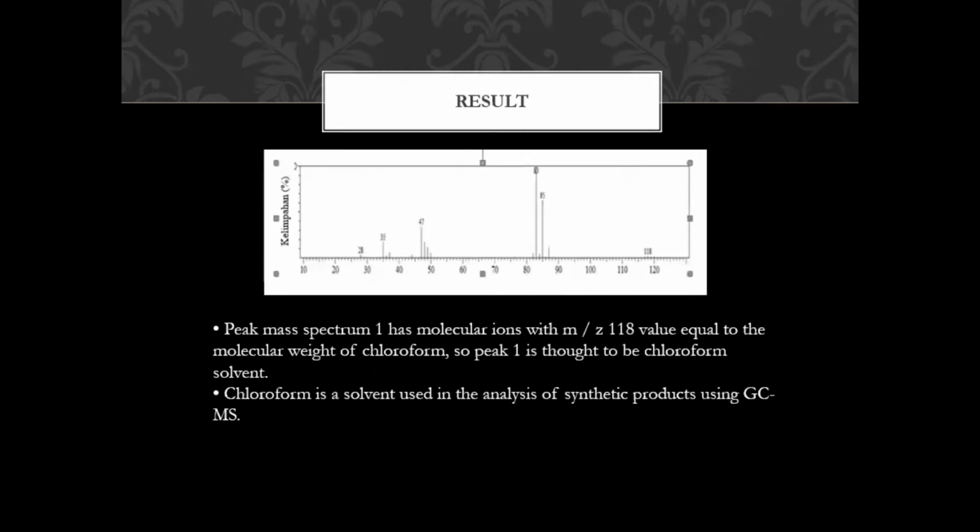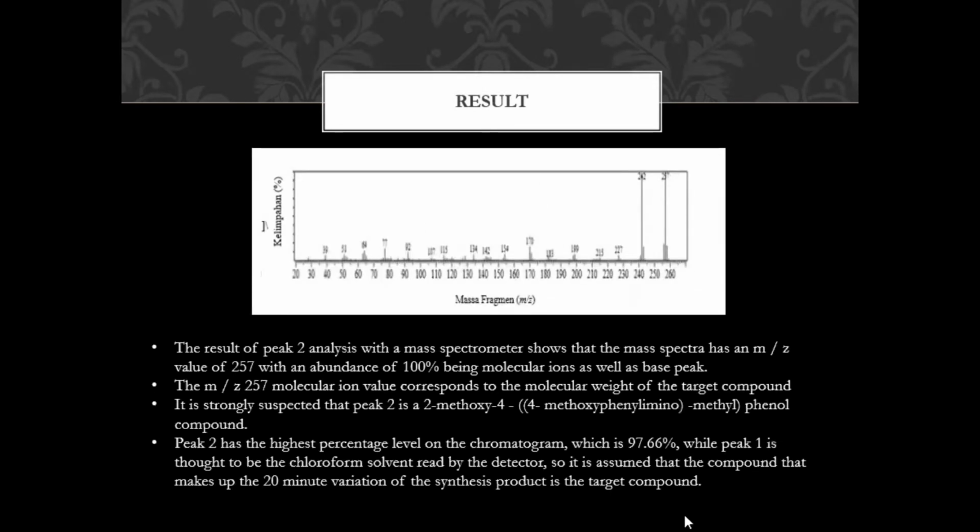While peak 2, analyzed with a mass spectrometer, has a mass to charge ratio value of 257, a molecular ion value corresponding to the molecular weight of the target compound. It is strongly suspected that peak 2 is the 2-methoxy-4-methoxy-phenylamino-methylphenol compound.